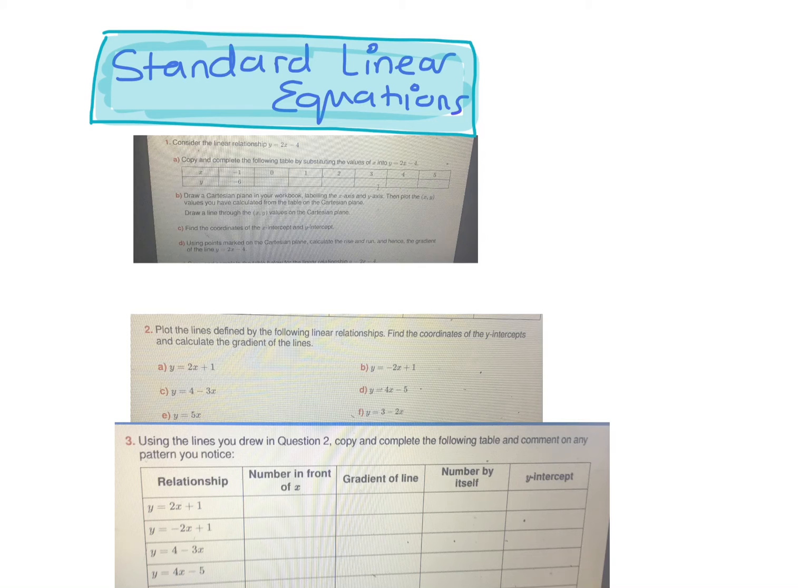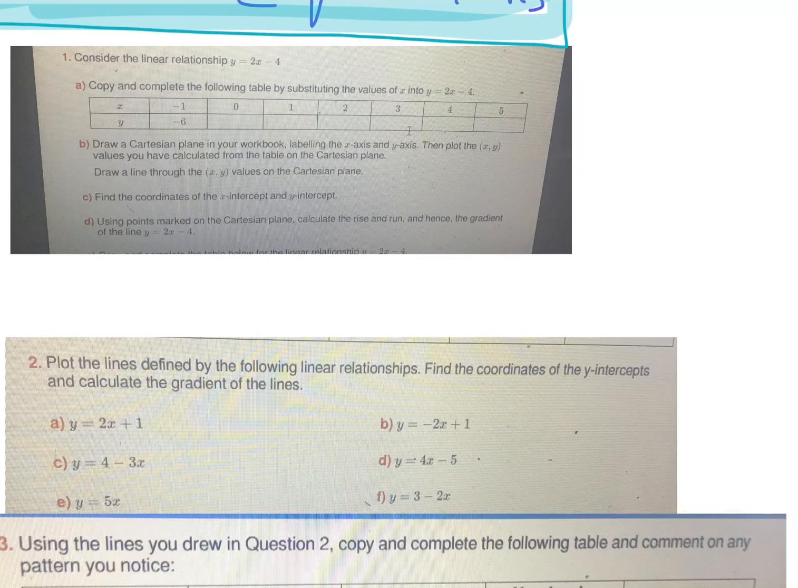Okay, this is just on the standard linear relationship. So this is just about sketching lines. Now, previously to sketch lines, you've used tables of values.